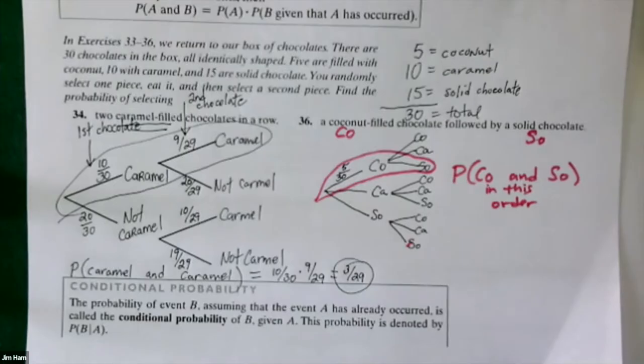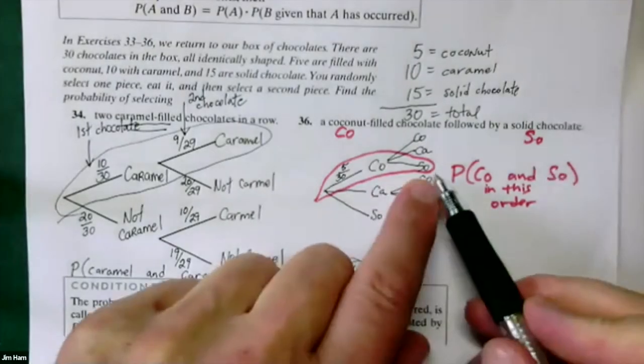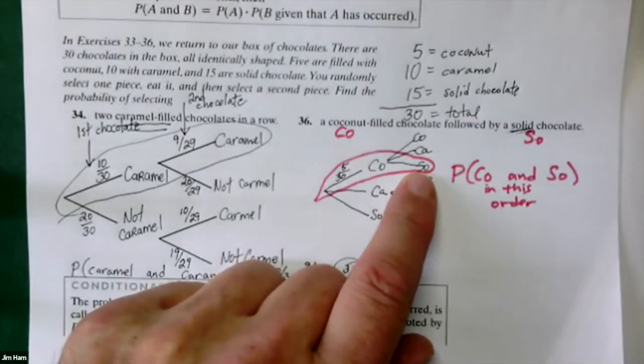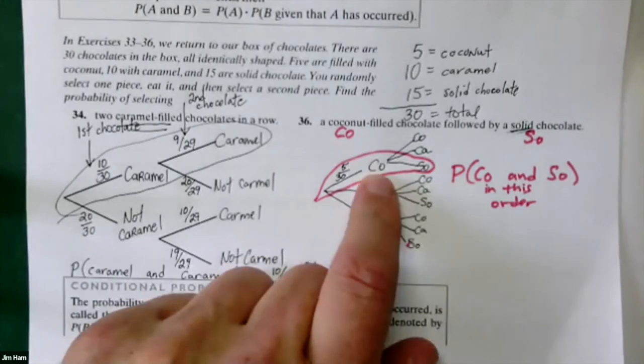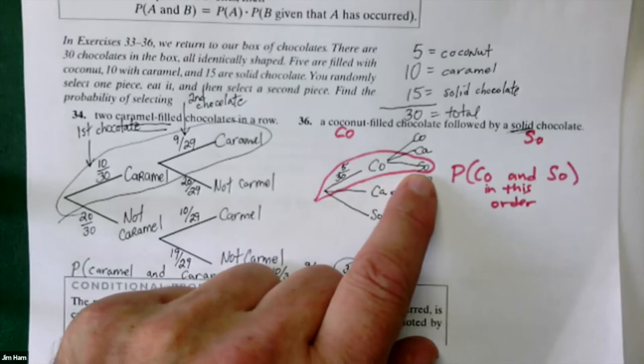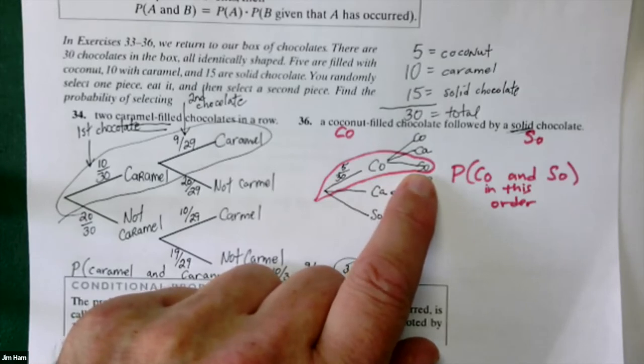All right, now the next one. Now we're going to choose a solid. But remember, when we took that first coconut chocolate out of the box and ate it, there are now only 29 left. Since the first one we took out was a coconut, we didn't eat any of the solids, so the same number of solids that appeared at the beginning in the box are still there. What probability goes on here?